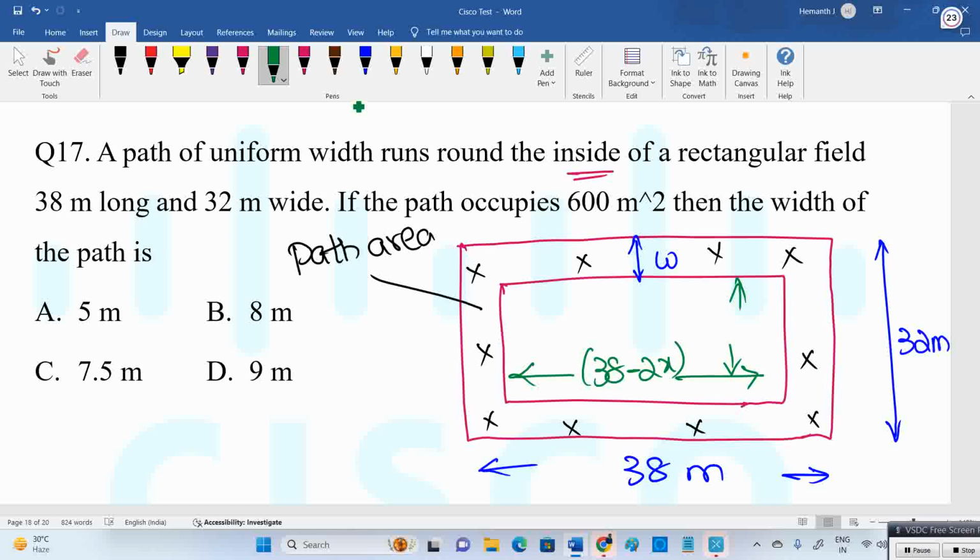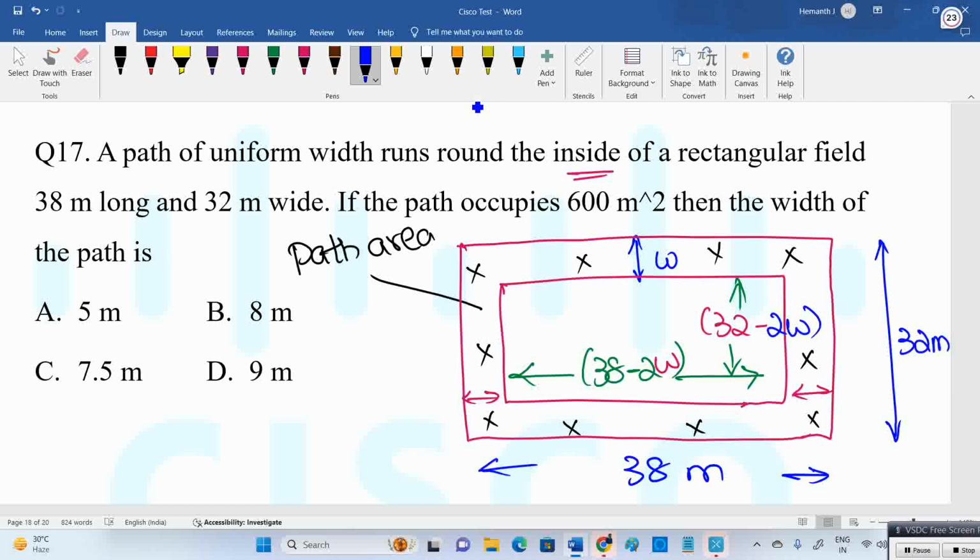2x, not x, that's important. Here also we have w, sorry, 2w. I have taken w as the width, right? So 38 minus 2w, because the left side has w and the right side has w in the length. Here also we have w width, here also we have w width. That's important: not w, 2w. In the breadth also, 32 minus 2w, right? So the inside area and outside area, the difference between them is the path area, right?